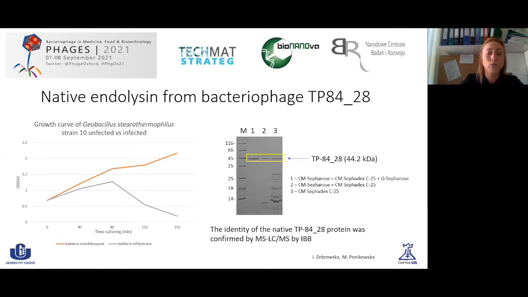It's a host of the bacteriophage. And here, as you can see, the orange color shows uninfected bacteria and the gray color shows bacteria infected with TP84 bacteriophage. The optical density of the infected culture drops sharply from 80 minutes after the addition of the phage. We were able to obtain a pure preparation of native endolysin protein by purifying cell lysate using 3 purification steps.